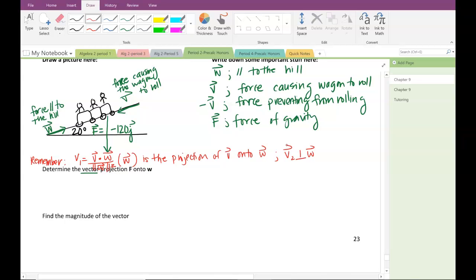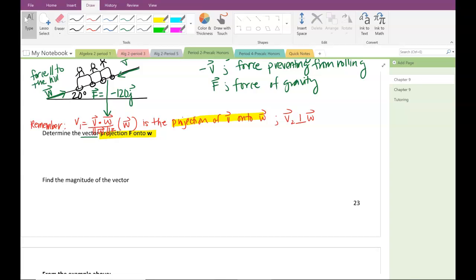Now, this part right here, determine the vector projection F onto W. So that's the same wording, projection of V onto W. Now they just change it to F onto W. So what that means is we are going to replace the equation with some variables. So we can say vector V is vector F dot product with W. Since we are still using W, we'll keep W, divided by the magnitude of vector W squared, times vector W. So we're replacing this right here.